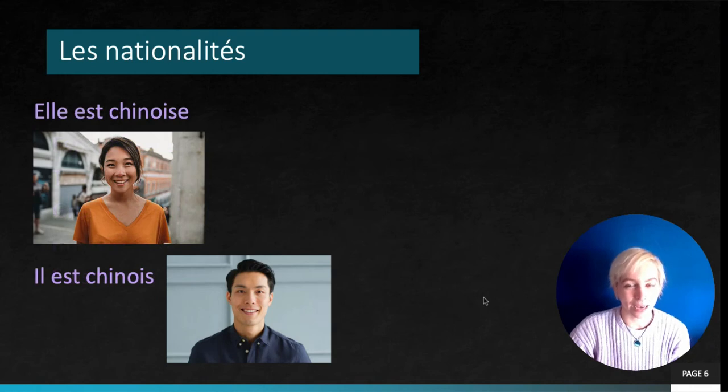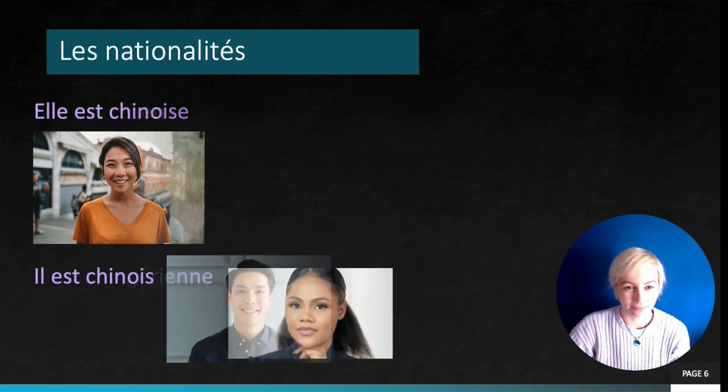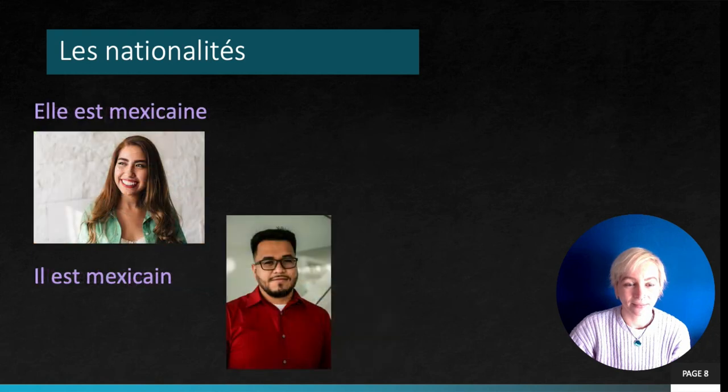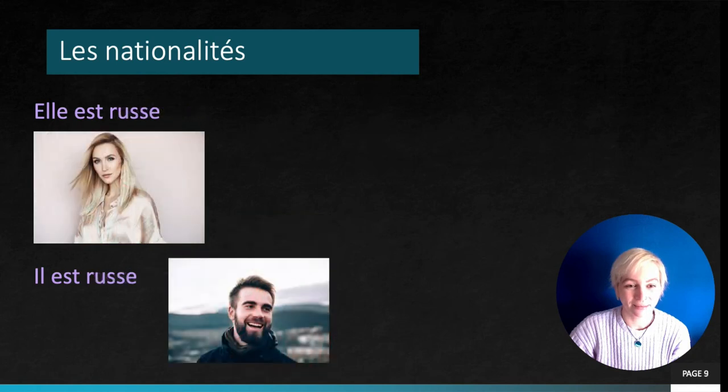And now, let's read some examples. Elle est chinoise. Il est chinois. Il est nigérien. Elle est nigérienne. Elle est mexicaine. Il est mexicain. Elle est russe. Il est russe.